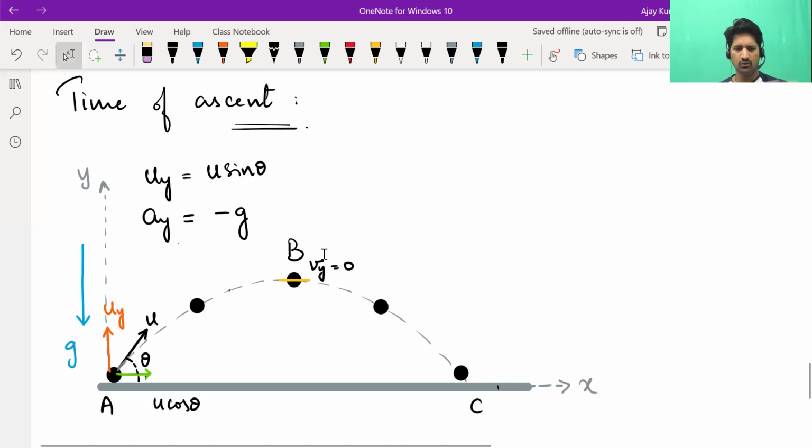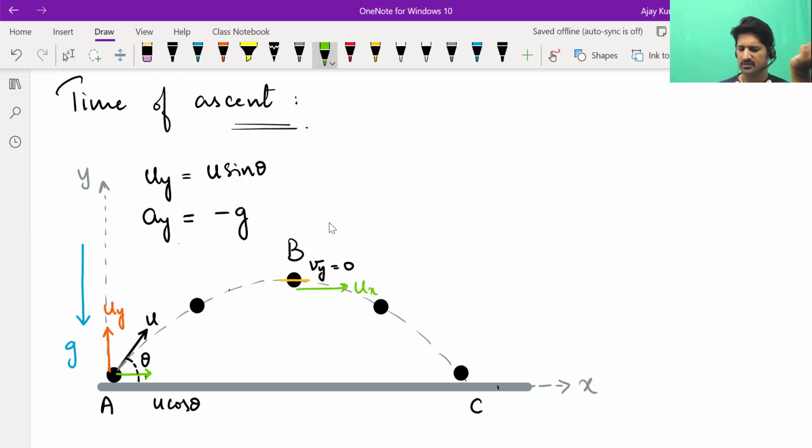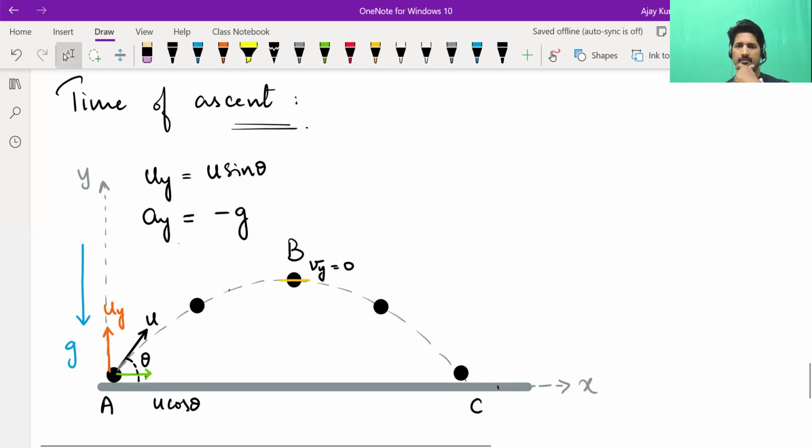Okay. Again, you know what all are given. We know the initial velocity, we know its components, we know the acceleration's components, and we know the y component of velocity at B. It is 0. Of course, we know the x component also. The x component always remains the same. Vx is equal to ux. And anyway, that is of no use now. Tell me which equation can be used to find out the time taken to go from A to B.